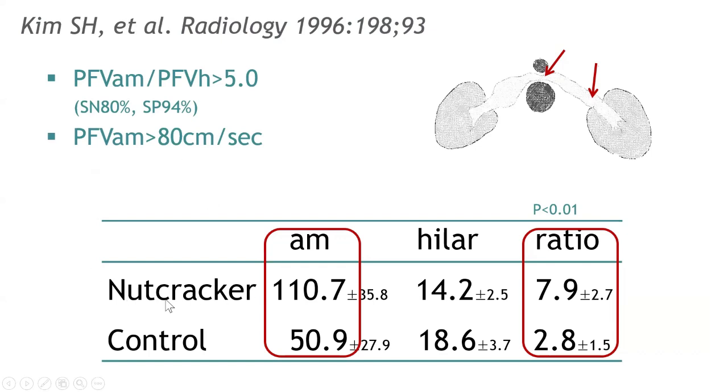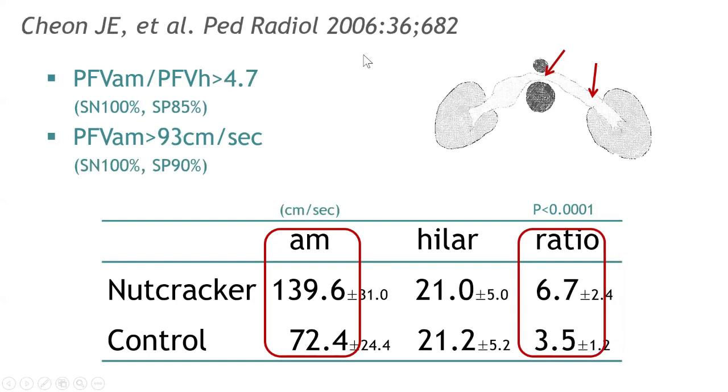In this Nutcracker patient group, the velocity at the aortomesenteric area was significantly different from the control patients, average 110 in the Nutcracker group and around 50 in the control group. In the hilar area, it was not so different, between 10 and 20. And if we use the ratio, it was significantly different. So this was a study I have done in an adult group.